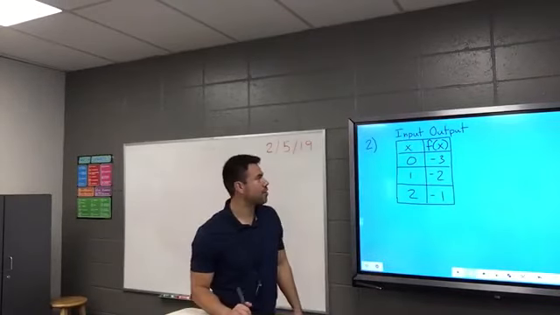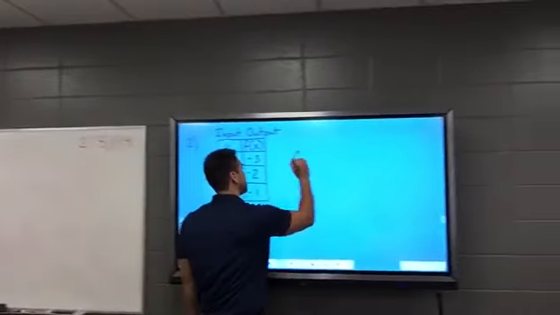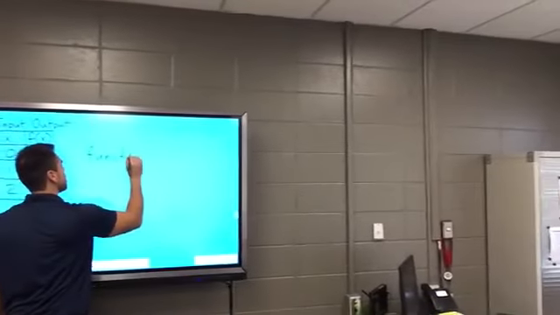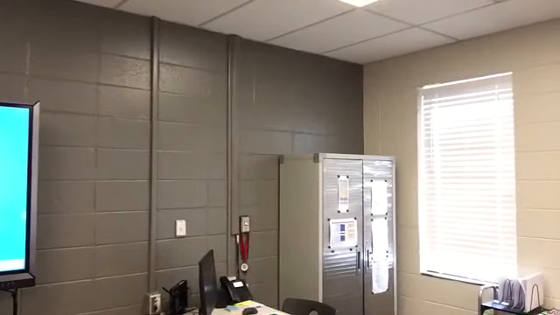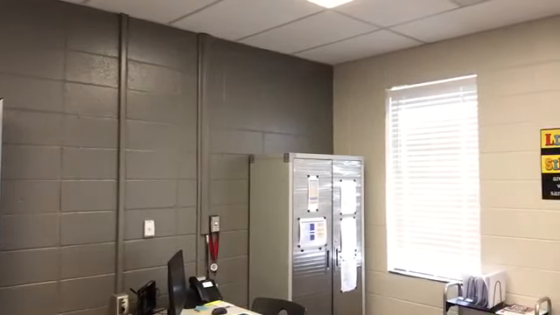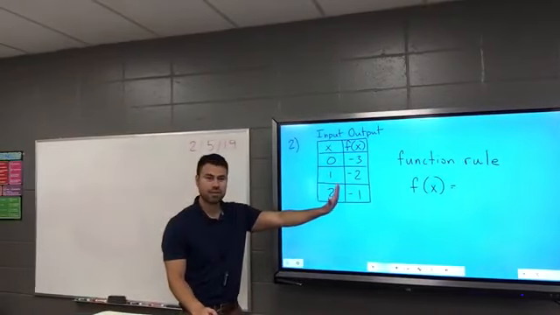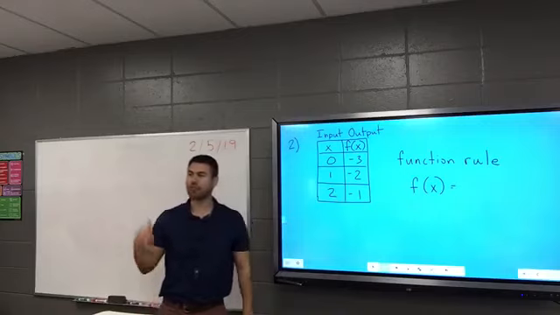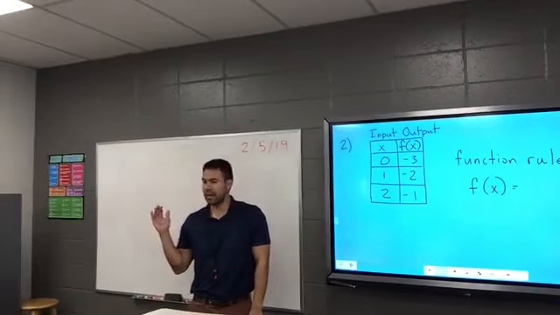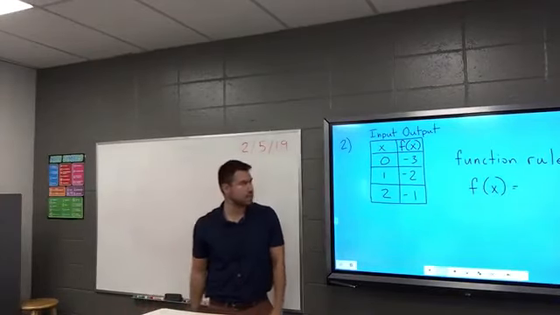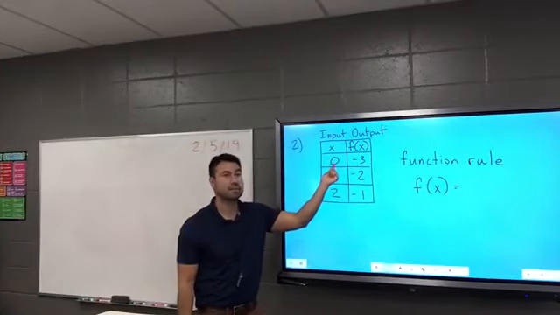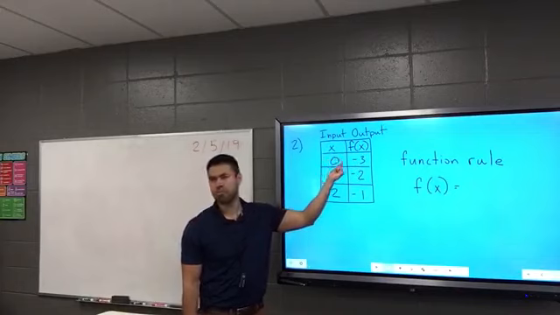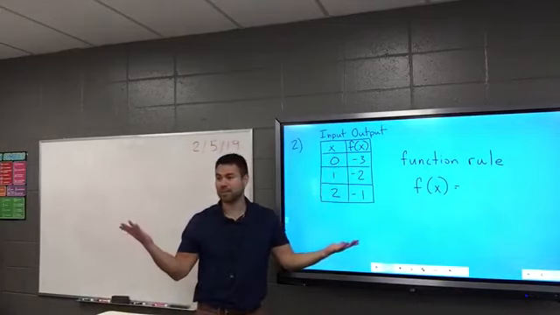Okay, I'm trying to come up with a function rule, and it's got to be in this format: f of x equals something. How does the input relate to the output? So the first problem, what did I do? I had to add 6. I think that's what we said, add 6. So do I add something to get to negative 3? Let's see, 0 plus... Oh, that's not going to work. What can happen this time?